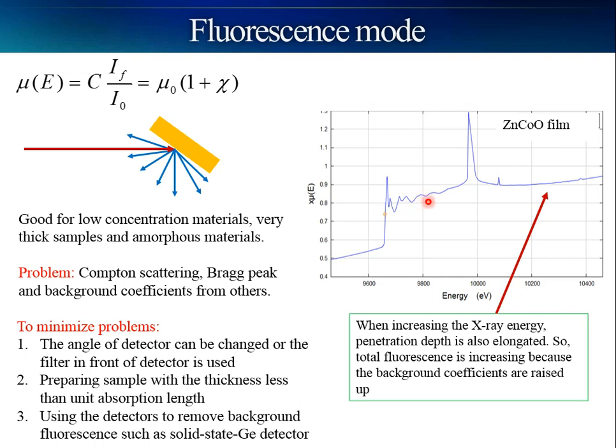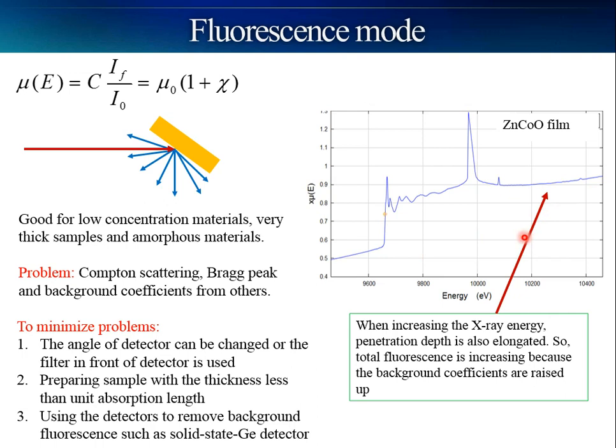There are several extra peaks in the figure. Look at this strong peak. The strong peak may be from the Bragg peak, and the others may be from the background. Generally, fluorescence data can contain more errors than transmission mode. Therefore, fluorescence data must be carefully collected.